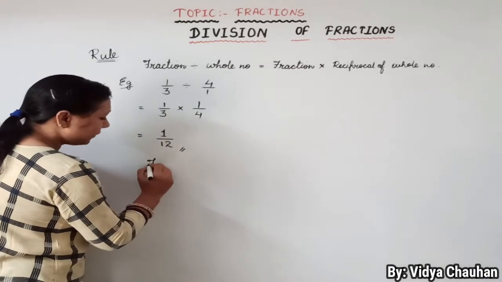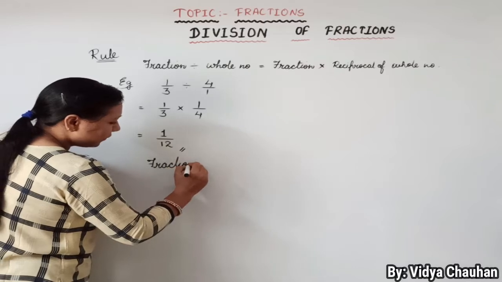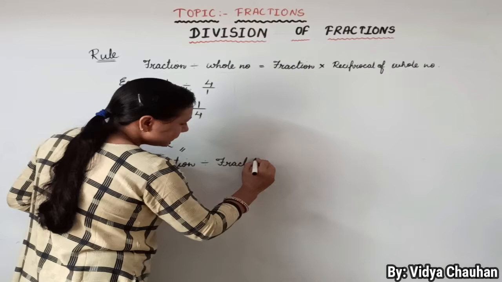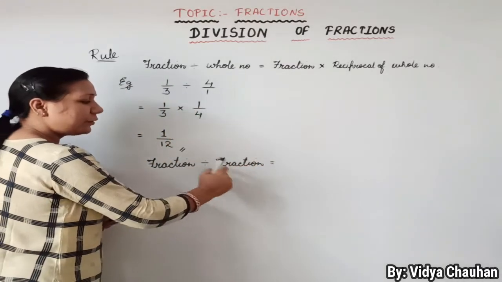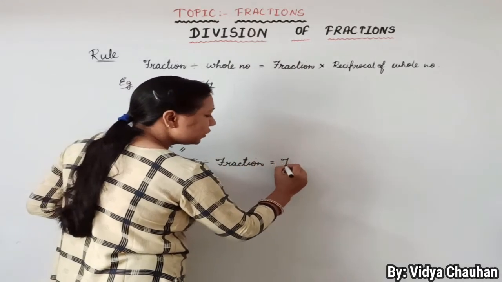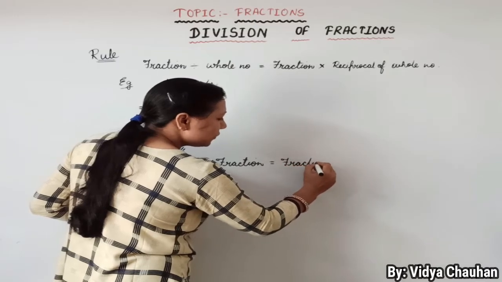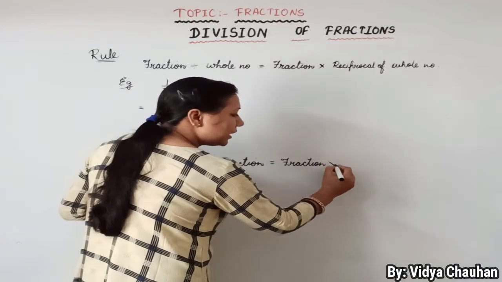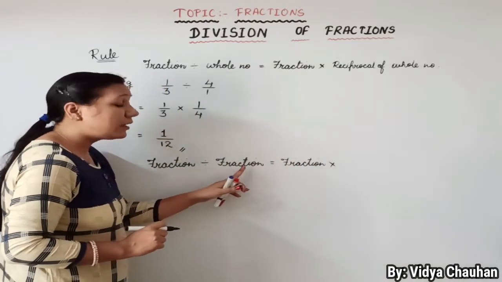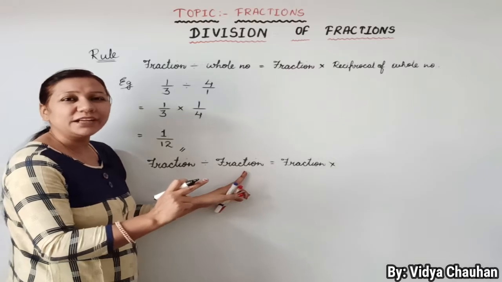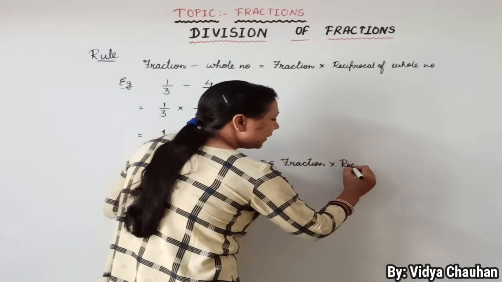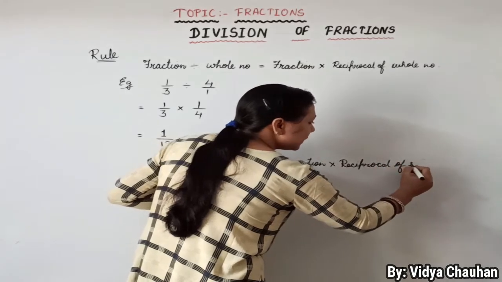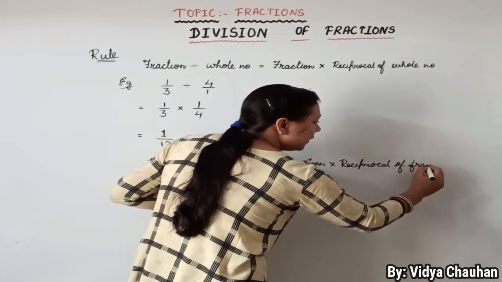Similarly, if it is given that you have to divide a fraction by another fraction, then also the rule is the same. Very first, you write the first fraction, then you replace the sign of division with multiplication, and then take the reciprocal of the second fraction.